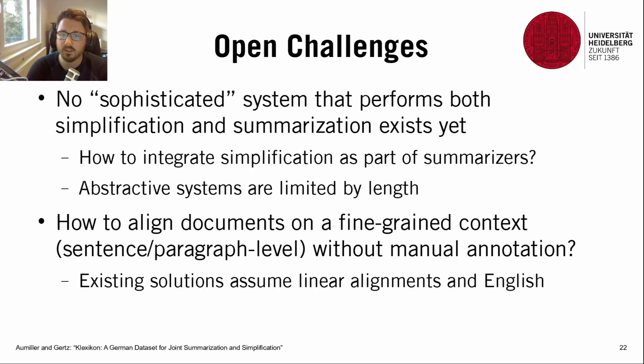The other problem is that we only have those document alignments, and they might not be suitable to extract as much information, for example, as a training part for simplification systems, meaning that sentence level or paragraph level alignments would maybe be helpful. However, without manual alignments, that is very hard to extract, given that existing solutions either assume some form of linear progress in both texts on the same topic or tend to work only very well with English.